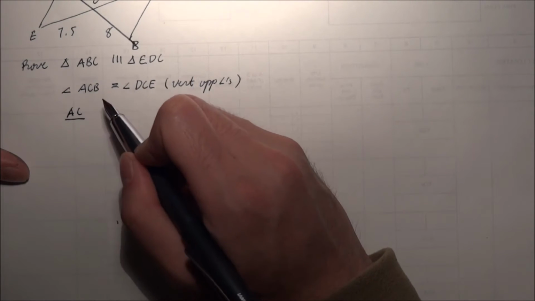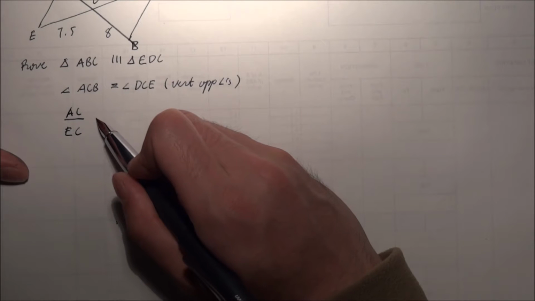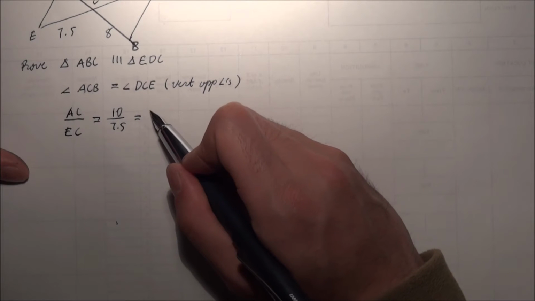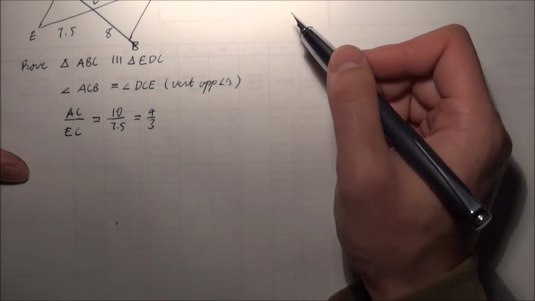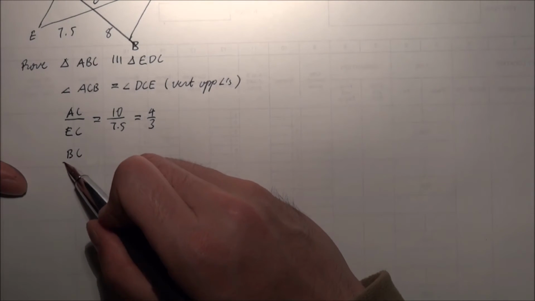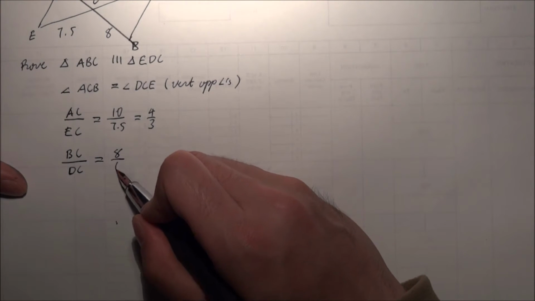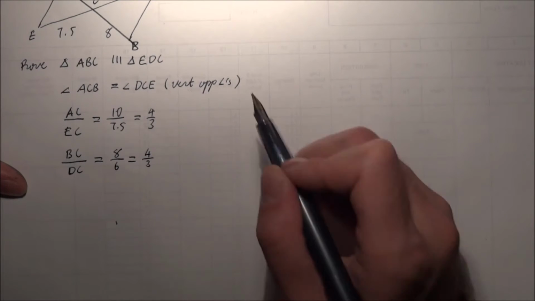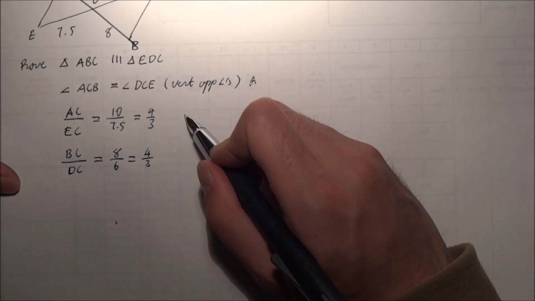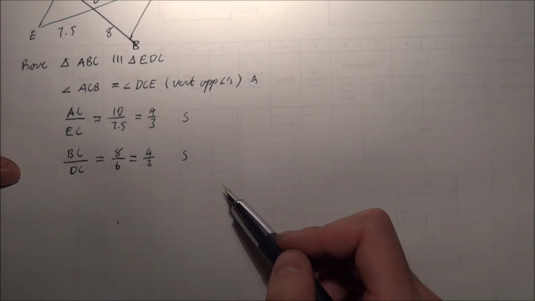AC over EC. So 10 over 7.5, which is obviously 4 over 3. And next one, BC over DC. BC over DC equals 8 over 6, which is once again 4 over 3. And they're equal. Awesome. We have an angle, side, and another side. Both matching sides are the same ratio.